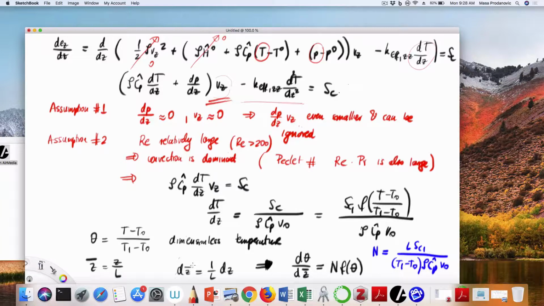The point is, n is something that I know. So the way I would proceed about this is I can do separation of variables. d theta over f of theta is equal to n dz bar, right? And then I would integrate. I need to know f of theta for that. In the simplest case, it's just theta.